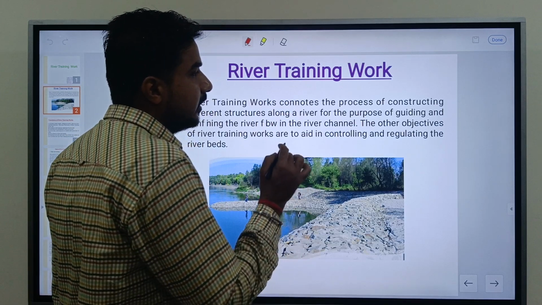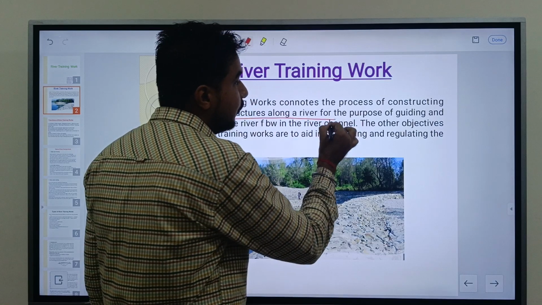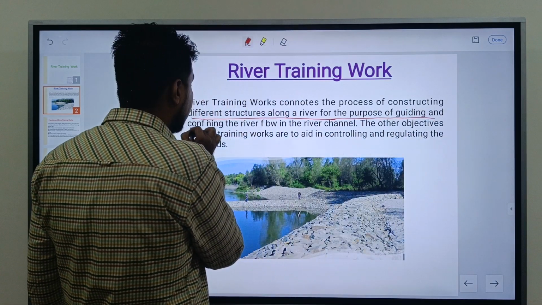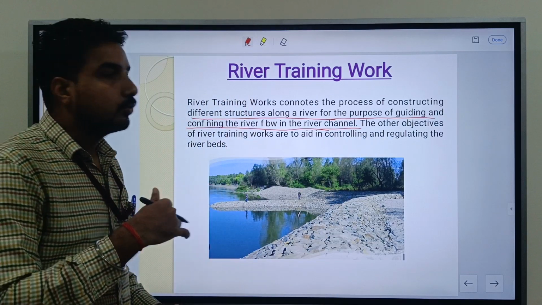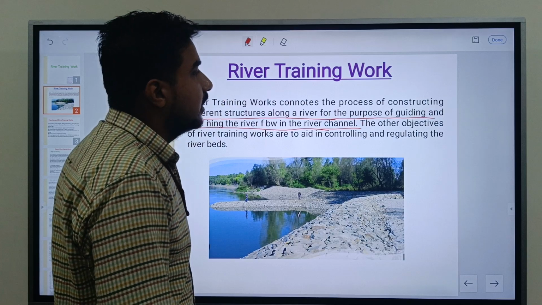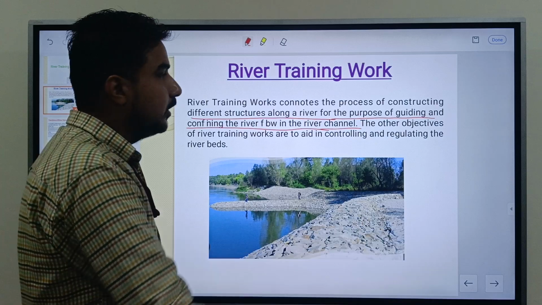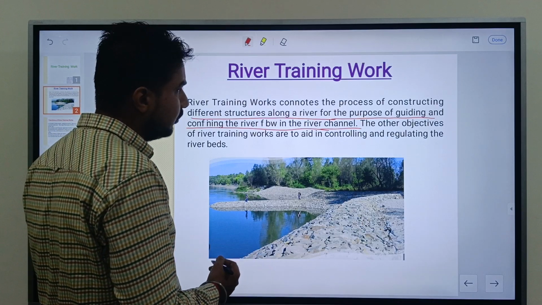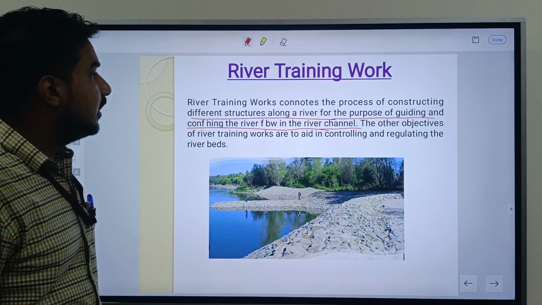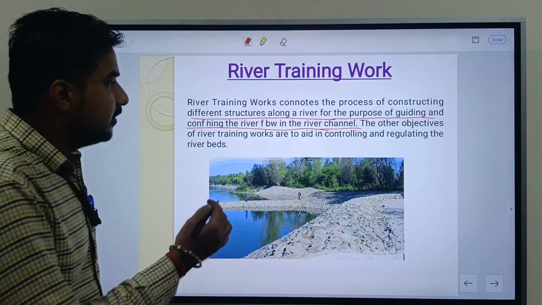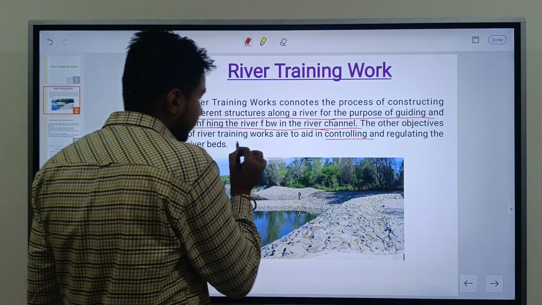River training work is the process of constructing different structures along the river for the purpose of guiding and confining the river flow within the river channel. Means क्या है, फ्लो हमारा जा रहा है उसको हम कितना रिफाइनली फ्लो आउट कर रहे हैं, कितना कंस्ट्रक्ट कर रहे हैं, उसको कितना गाइड एक पाथवे दे रहे हैं इस चीज़ के लिए, उसके पर्टिकुलर पॉइंट तक डिस्चार्ज होने के लिए. So the other objective of river training work is controlling and regulating the river beds. Means in this we have to control also the flow and regulate the river beds.